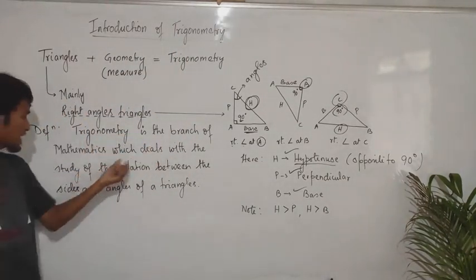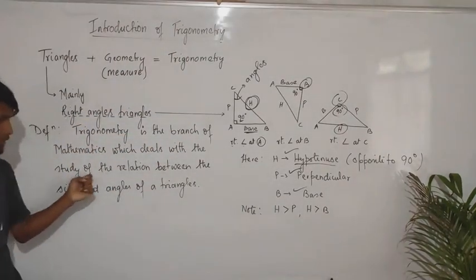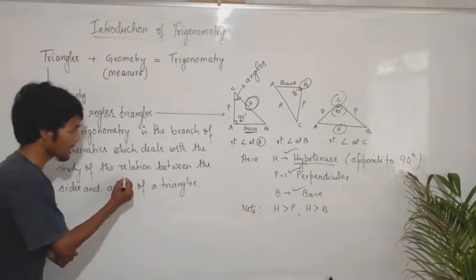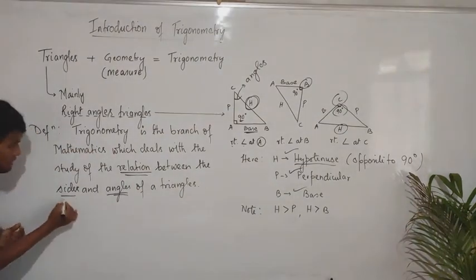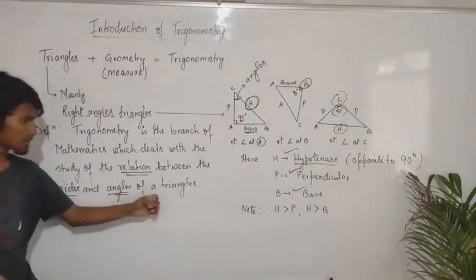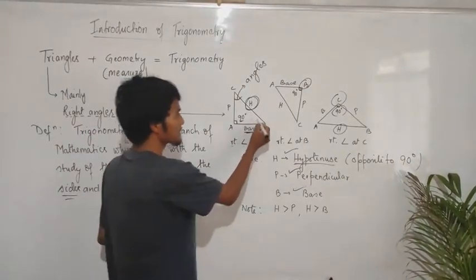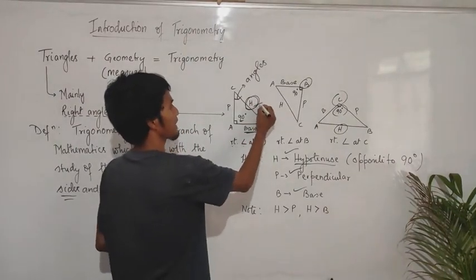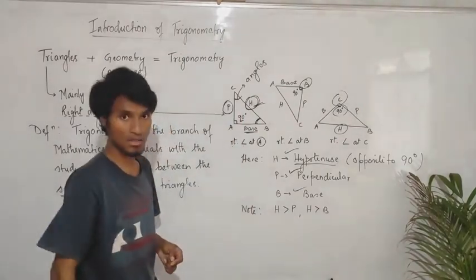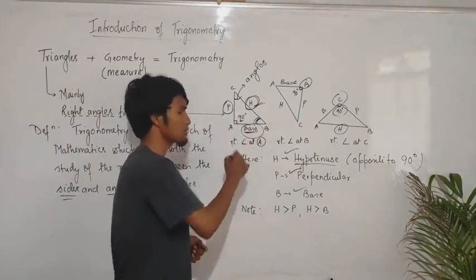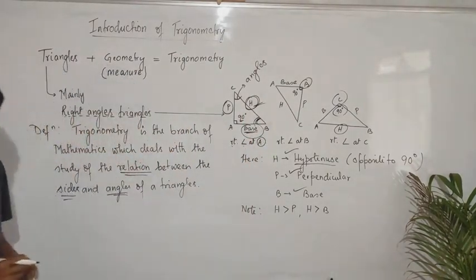Trigonometry is the branch of mathematics which deals with the study of the relation between the sides and the angles of a triangle. Meaning this angle and this side, what is their relation? Then this angle and this side, what is their relation? In this chapter we'll look at that relation.